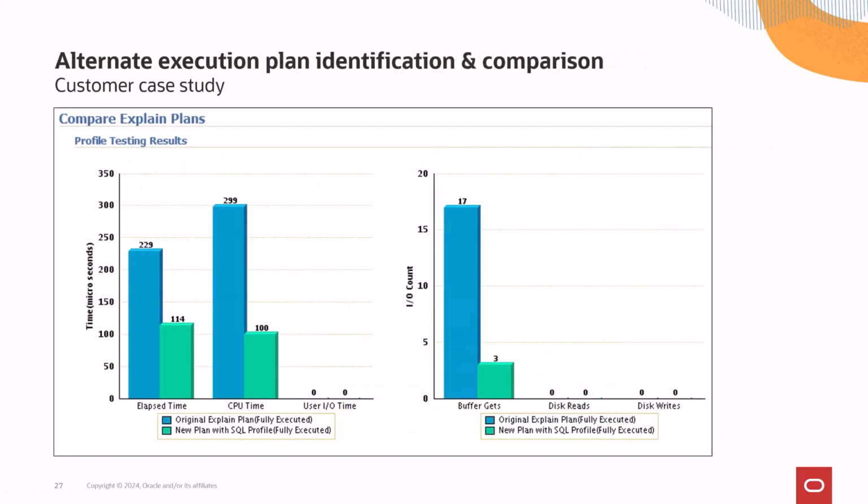It suggested an alternative execution plan, which also used a SQL profile. As you see here, the time before and after, and specific to a comparison metric, elapsed time, CPU time, and user IO time. As you see here, that's what is happening. And there is IO count, and it's reduced drastically with the new plan which is using the SQL profile.